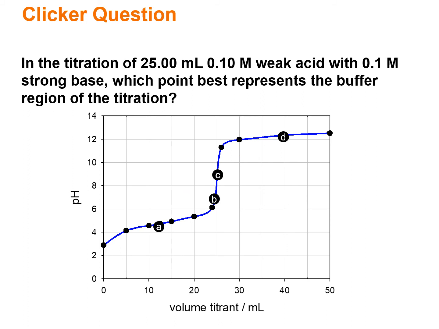So it says in the titration of 25 milliliters of 0.1 molar weak acid with 0.1 molar strong base, which point represents the buffer region of the titration? One thing we said about that buffer region was that it occurs where we have the minimum slope, and we also have some weak acid and weak base present. So if we think about D, it's got a pretty small slope, but at the same time there is only weak base present, not any weak acid. We've neutralized all that. The only place that has a lot of weak acid and weak base is going to be at point A. So point A actually represents where the buffer region of the titration is.